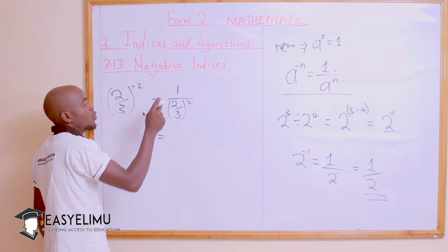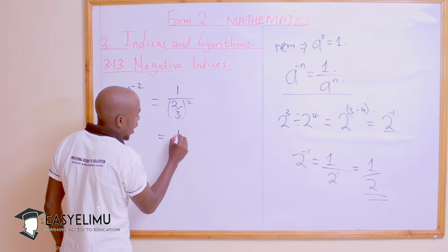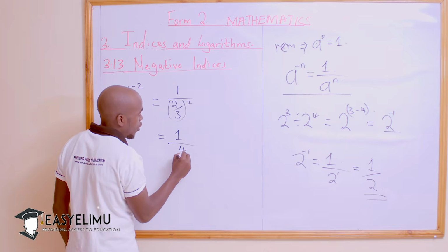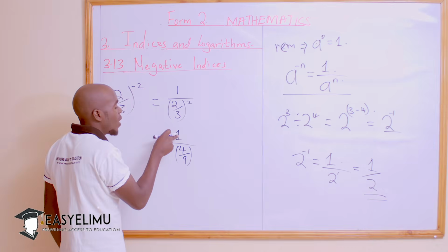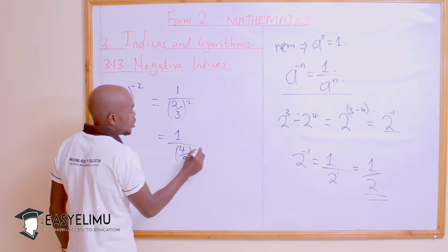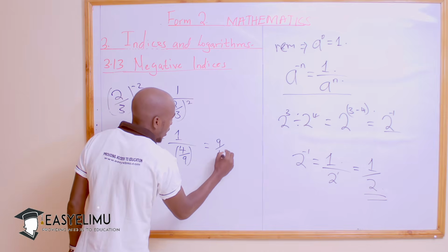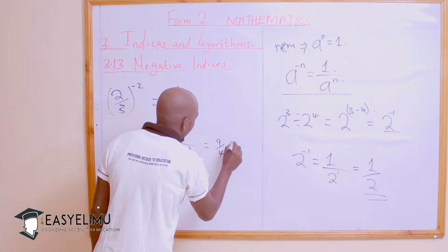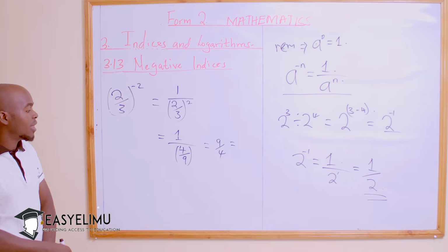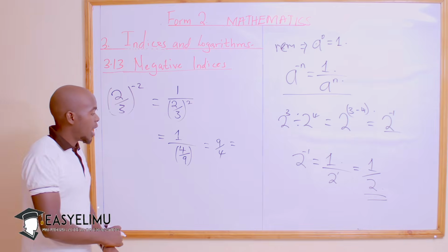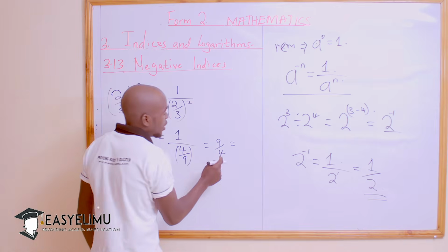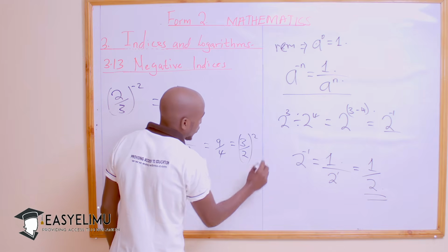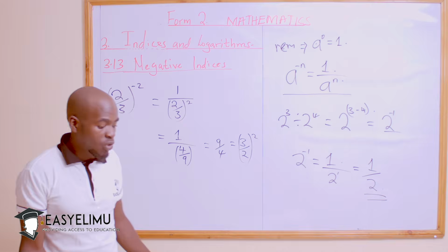If we have that, we shall say it is 1 over, now this one will be 4 over 9. But if you take 1 divided by 4 over 9, we are going to have 9 over 4. If we work it out, you will end up with 9 over 4. And that is going to give you 3 over 2 if you simplify the square. It's just getting back to what you have.